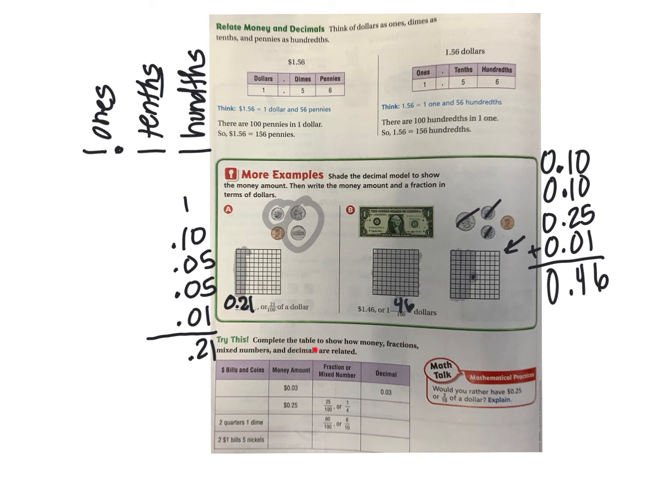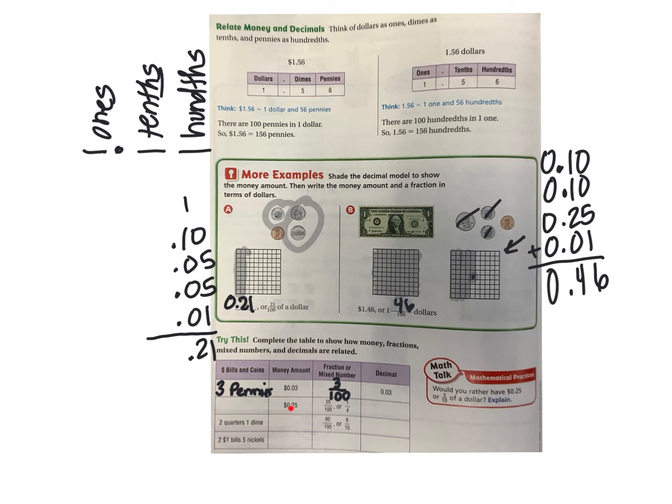On this, they want us to complete the table to show how money, fractions, mixed numbers, and decimals are related. Okay, if I have 3 hundredths, the only way I can make that is with 3 of these little pennies, because they're the only coins that are 1/100th. So I would be 3 pennies. The fraction is going to be 3 out of 100, 3 100ths, and in decimal form, it is 3 landing in the hundredths place for this value.